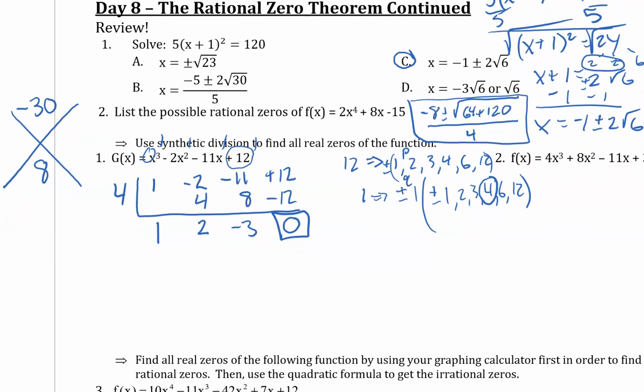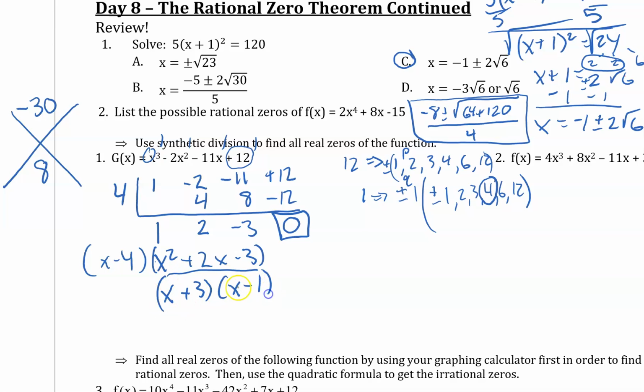So 4 is a root, a 0. Now I need to find the rest. Well, what do I have left? I have x squared plus 2x minus 3, and this was times x minus 4. So now we're going to factor this part, which becomes x plus 3 times x minus 1, and then we still have that x minus 4.